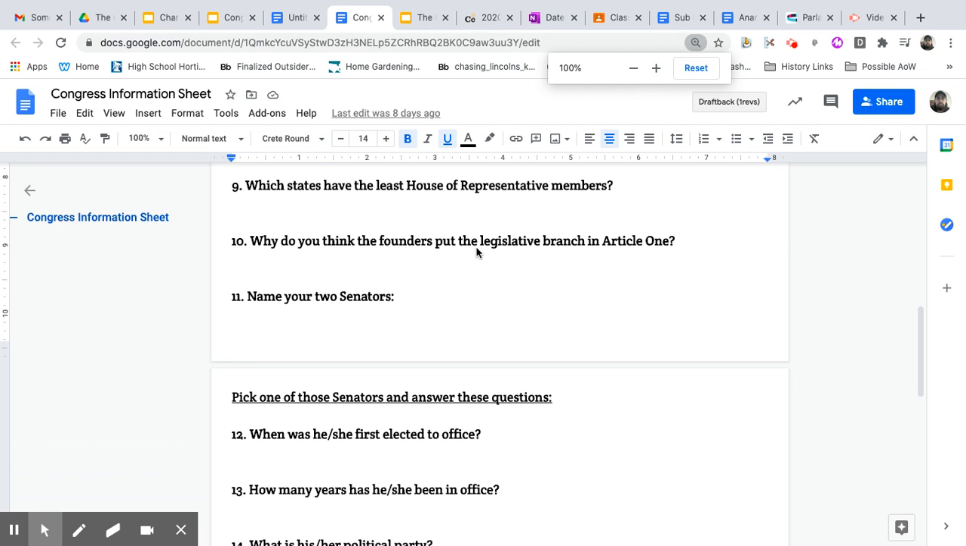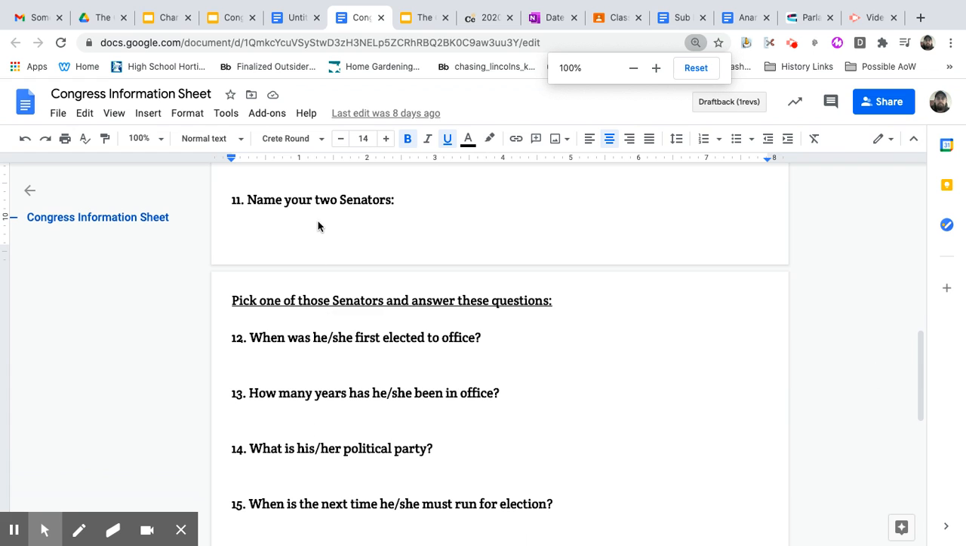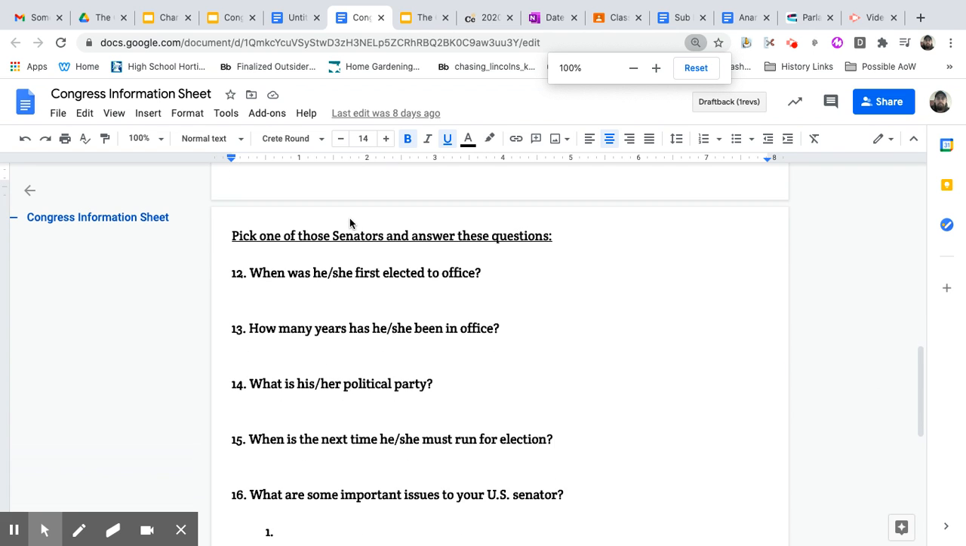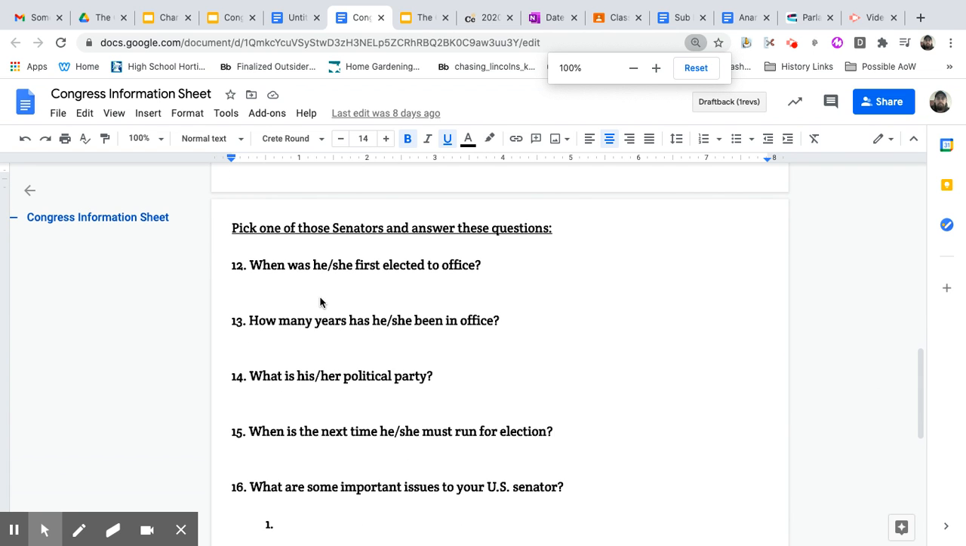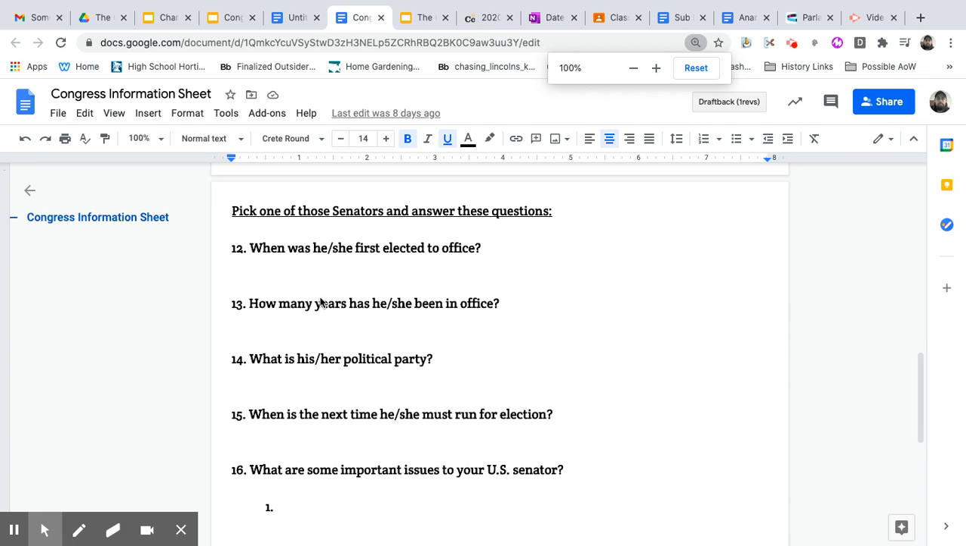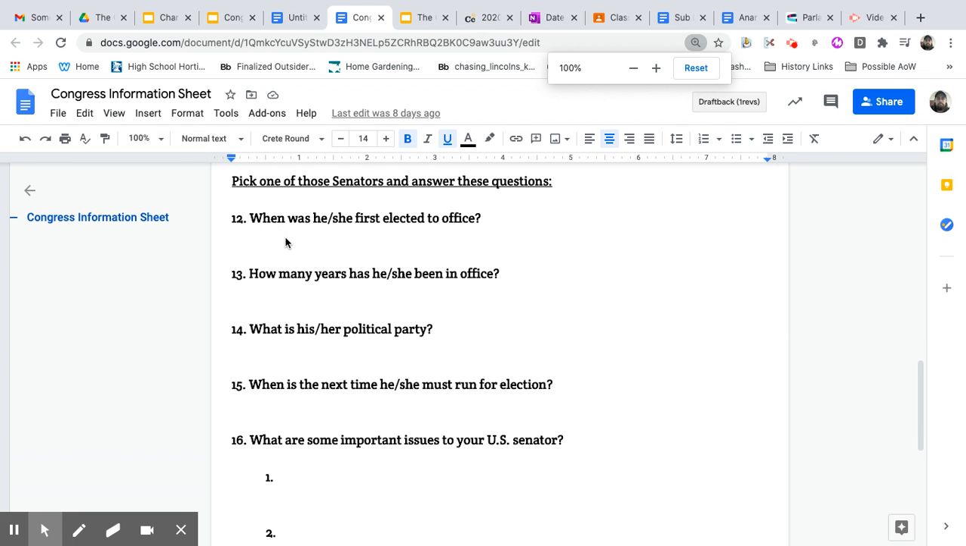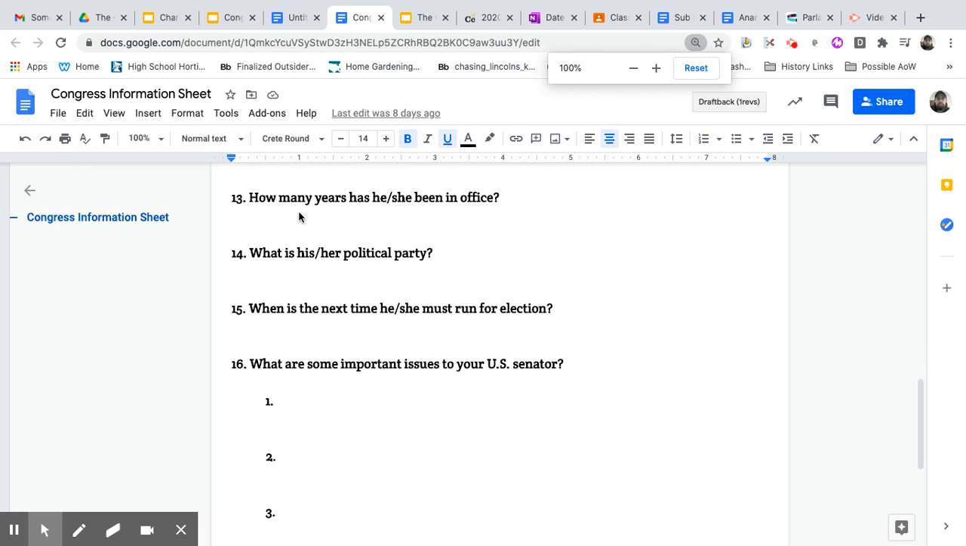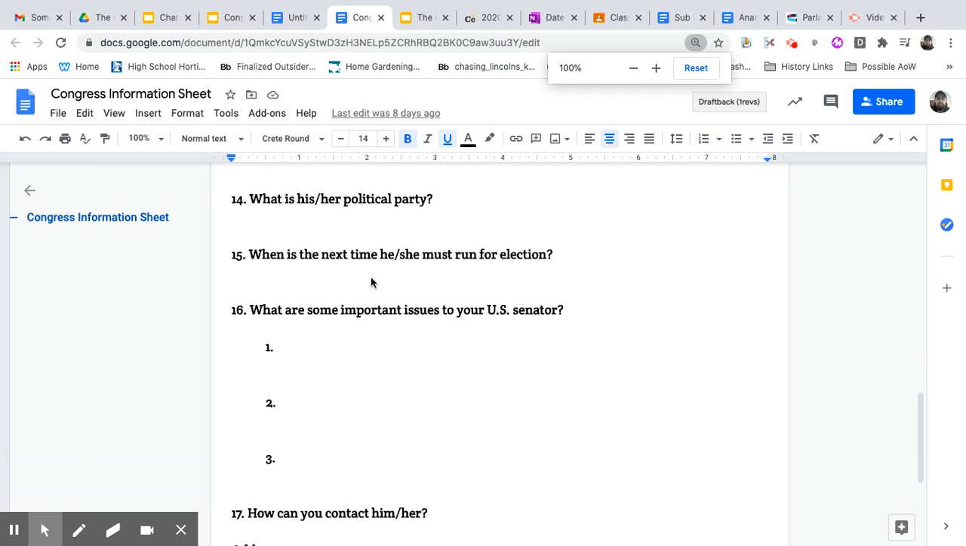This is an opinion question, so I can't answer that one for you. I've talked about your 2 senators. They're Richard Burr and Thom Tillis. And now this last part is all on your own. You're going to pick one of those senators and answer these questions. So tell me when they were first elected to office. How long have they been there? What's their political party? When's the next time they can run for re-election? So you can't pick this year because it's already happened.